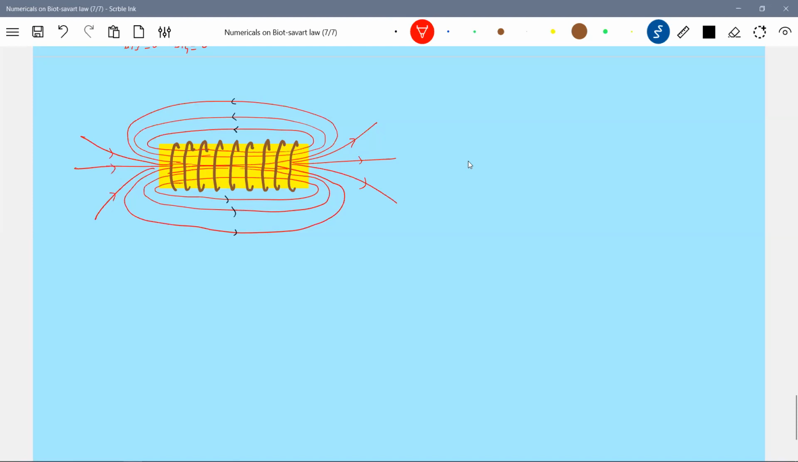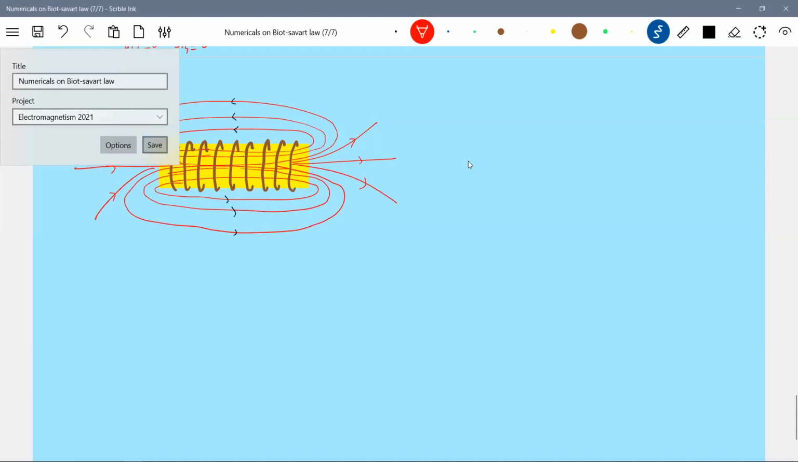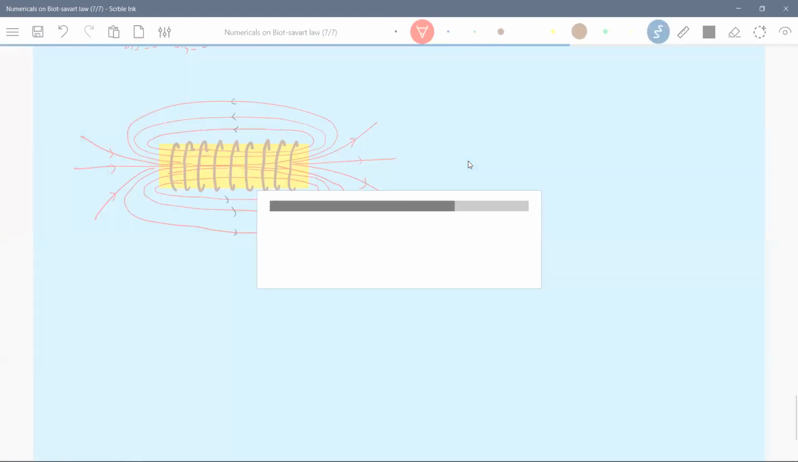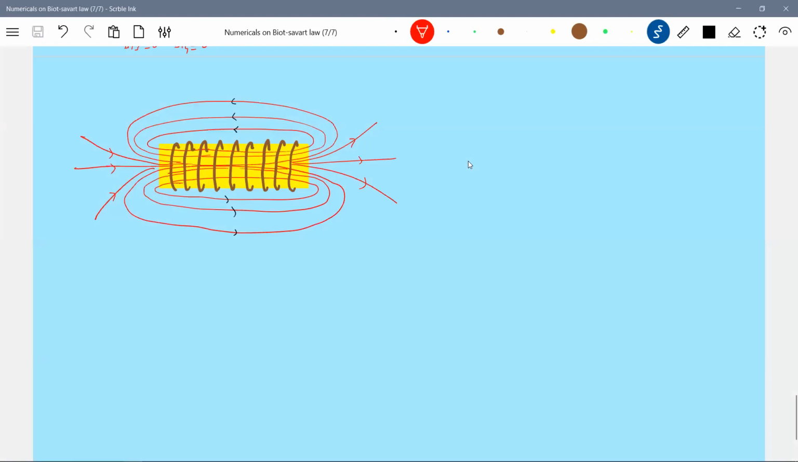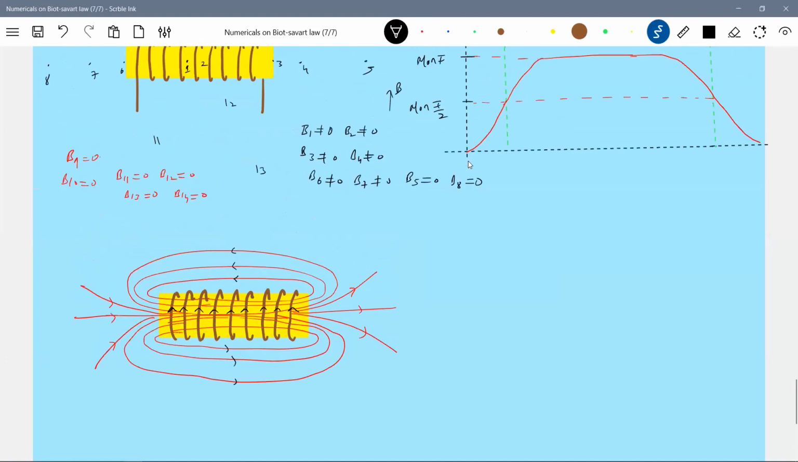Lines of force, are they present outside the solenoid? Yes, they are. No, but I'm saying zero. Okay, agreed, all of you. I think that this diagram now everyone will agree. Okay, I have one diagram, and also I'm saying zero.